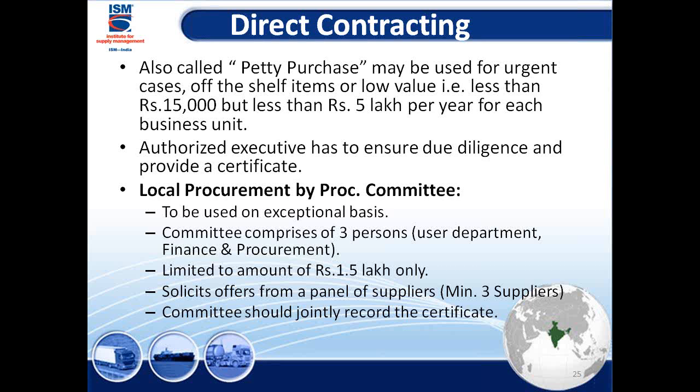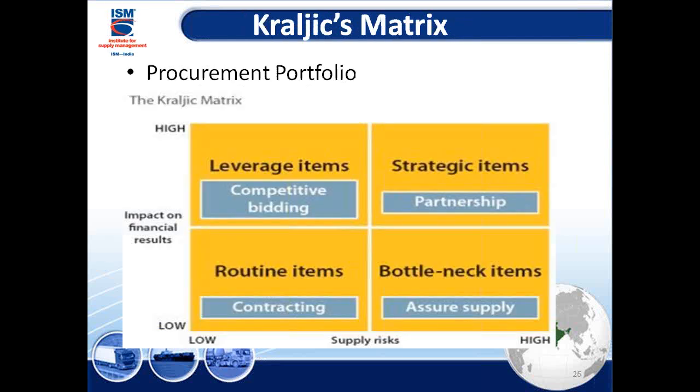The same approach can also be done by a committee, because this amount was 15,000. But if the amount is more than that, for each transaction, say up to 1.5 lakhs, then I form a committee of 3 people, one from the user department, one from finance and one from procurement, and they could procure it collectively. But again, they have to jointly give a record of certificates.